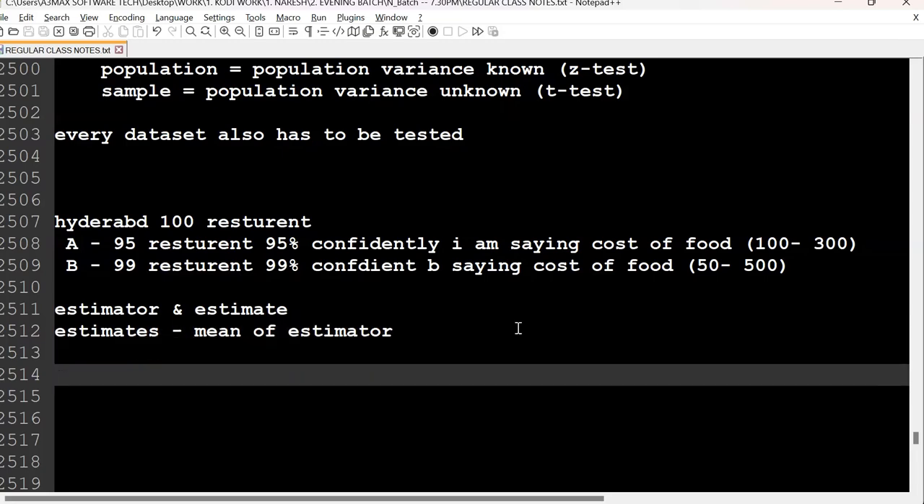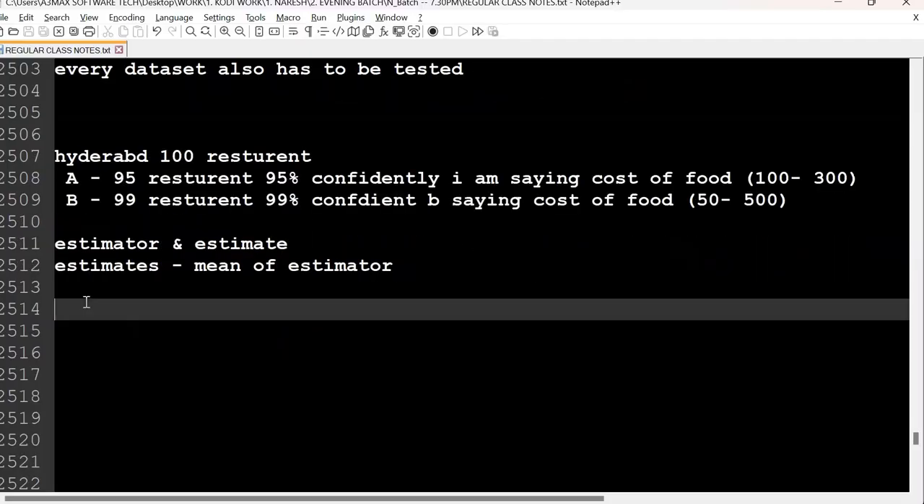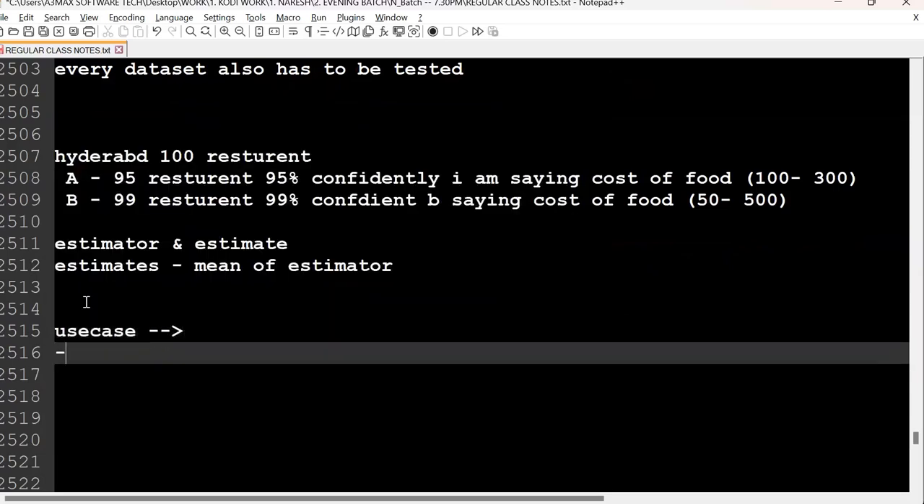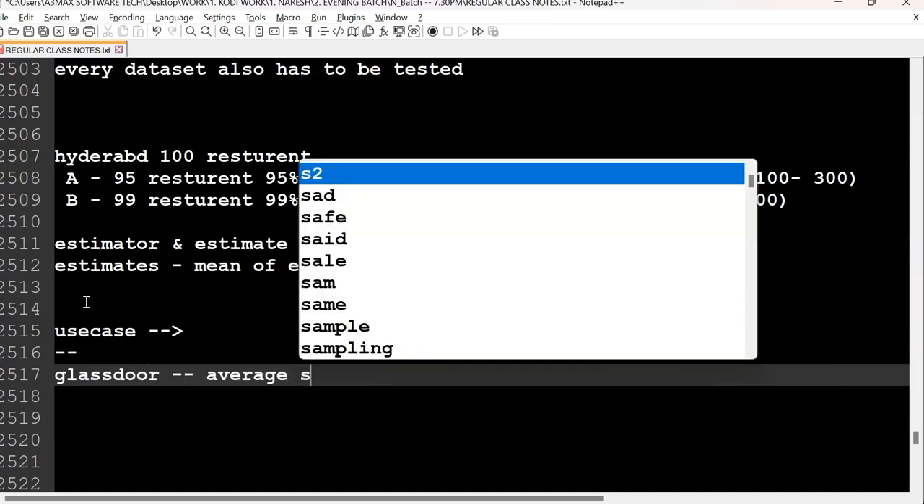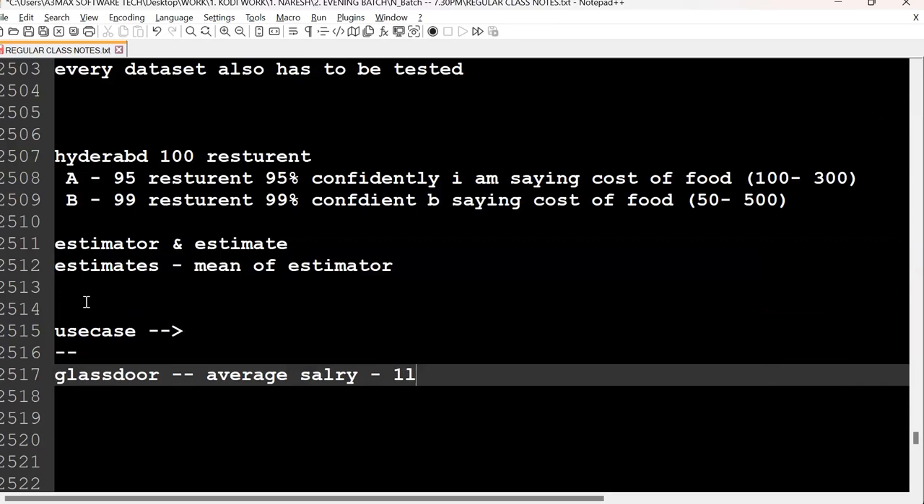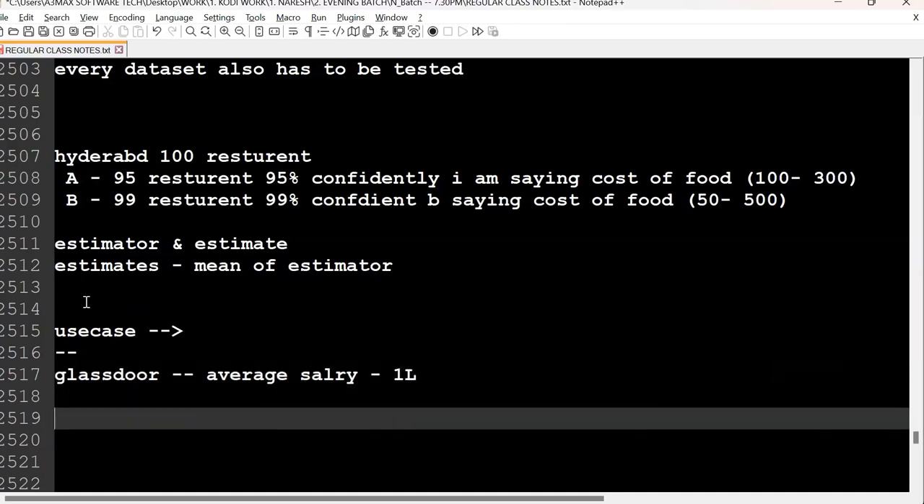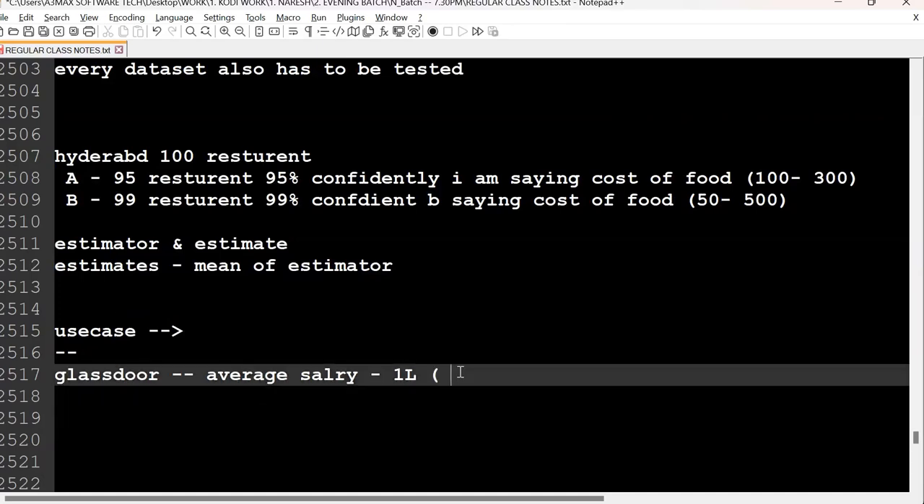Now, next one. Assume I'll try to create a use case. What is a use case? Let's assume as per Glassdoor, we have a Glassdoor website or not? The average data scientist salary is 1 lakh. Let's say, as per the Glassdoor website, the average data science salary is 1 lakh. You need to test the use case, whether it is true or false. So how do you test this use case?